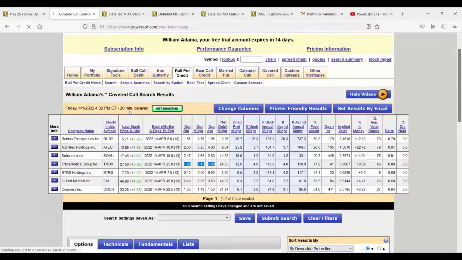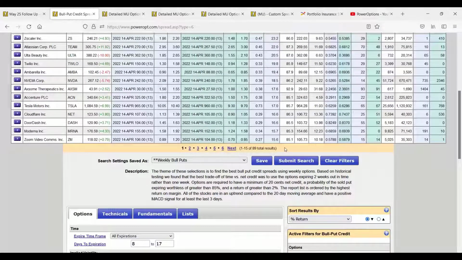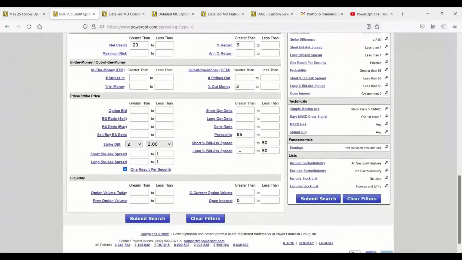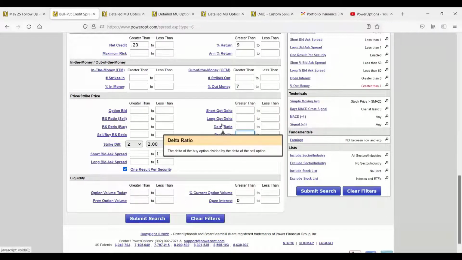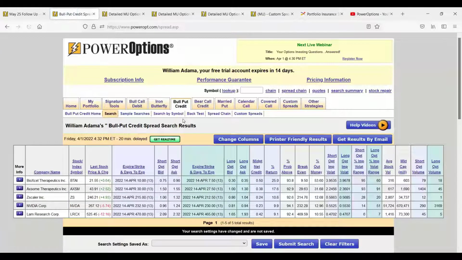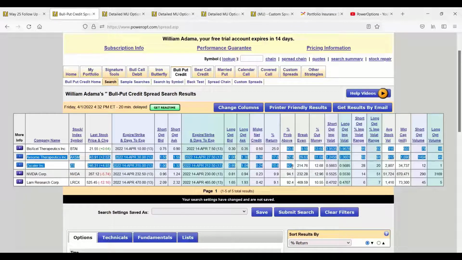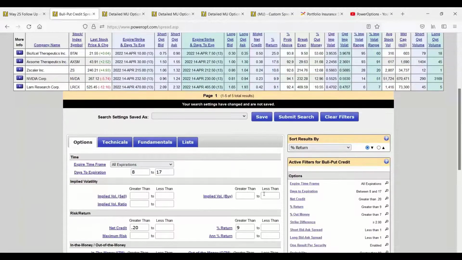Let's go to bull put credit. And let's just take the weekly bull put credit spread default. Great, we've gotten 89 results. And let's say that you wanted to be at least 7% out of the money with a 92% or better probability. Okay, so we still got 4 results in that case. But if you had something extreme, that you were looking for maybe a 95% probability or better, now there's none here, but there might be another 1 or 2.